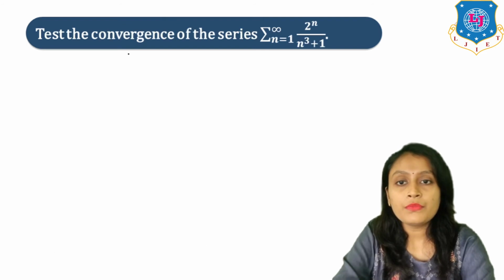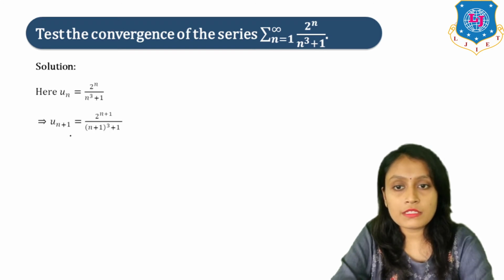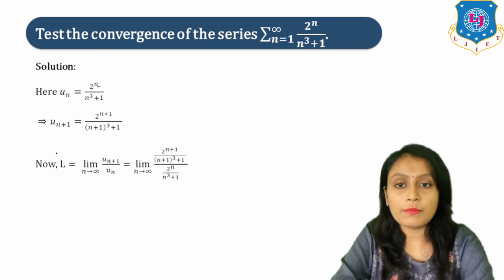Okay, now test the convergence of the series 2 raised to n upon n cube plus 1. So here un is given, that is 2 raised to n upon n cube plus 1. Firstly we will find un plus 1. In place of n, just write down n plus 1. So we have 2 raised to n plus 1 upon n plus 1 whole cube plus 1. Now apply the limit. So limit n tends to infinity, un plus 1 upon un is equal to limit n tends to infinity, substitute these answers.